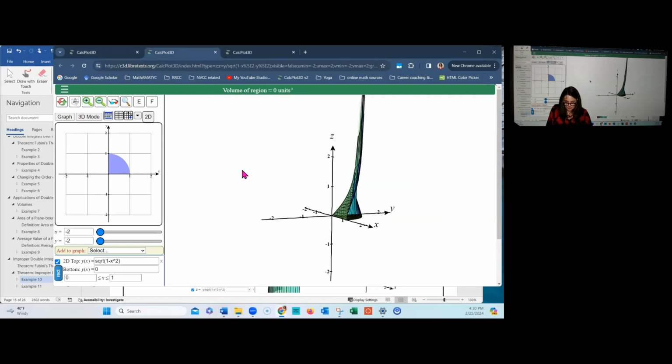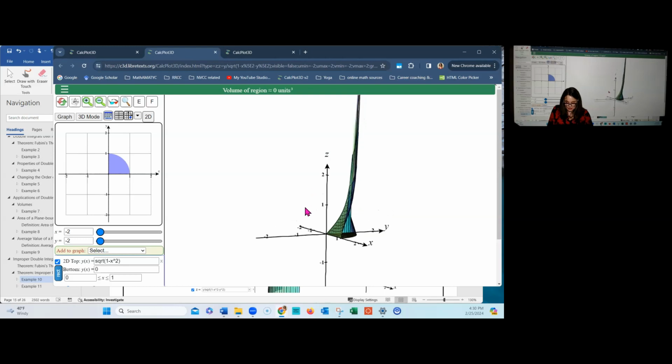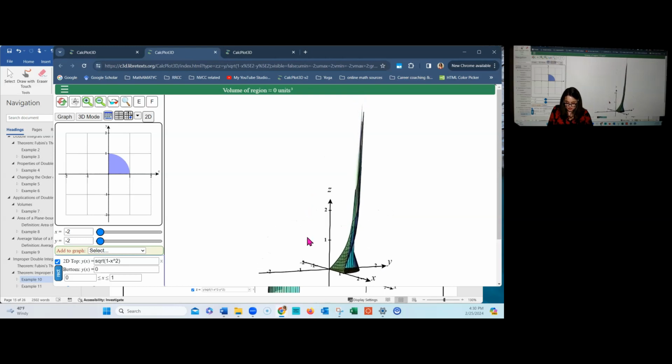In CalcPlot 3D, this is our image, which is restricted to just the domain in question. Notice that the z values are not quite finished. They're climbing ever higher and higher. On the boundary, z is unbounded. On that quarter circle, it goes to infinity. We're trying to find the volume of the solid underneath the surface and above the xy plane.